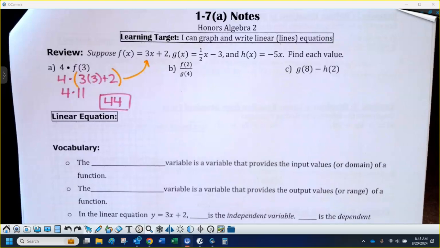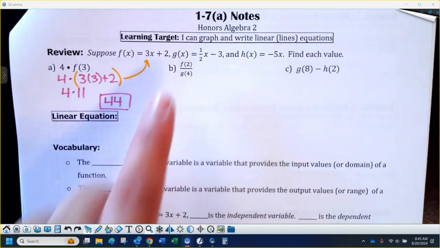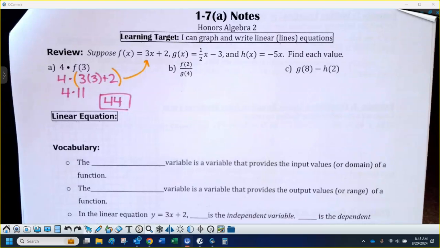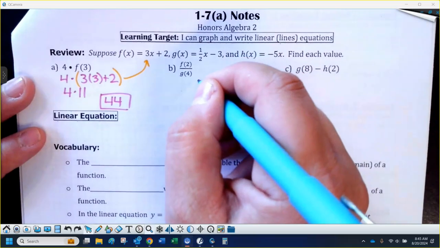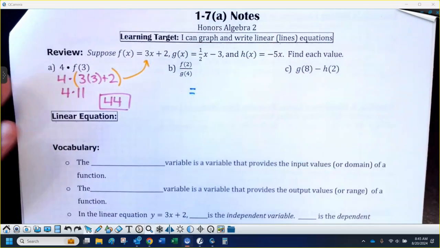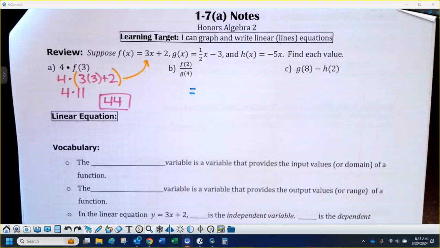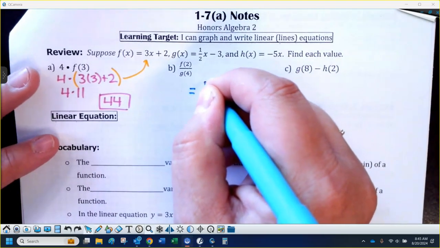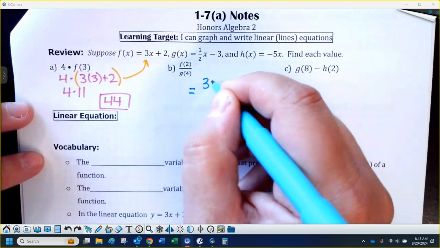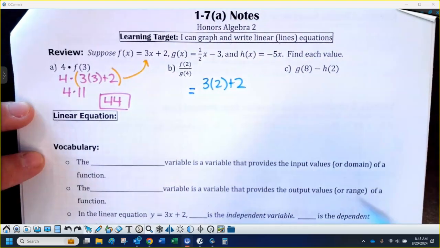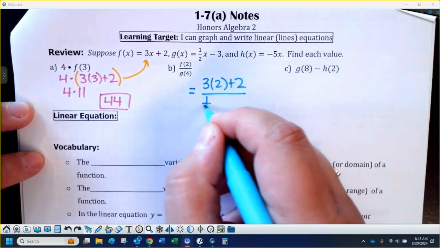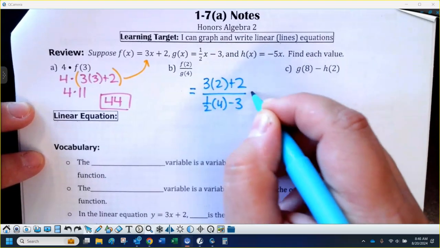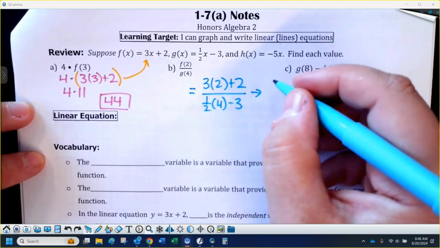Perfect. All right, how would you do f of 2 divided by g of 4? What would you do to find f of 2? Don't everyone volunteer at once. What do we think? How would I do f of 2? Go ahead. Replace it with functions: 3 times 2 plus 2 in the numerator, and then the denominator 1/2 times 4 minus 3, which once you do all that you get 8 over -1.